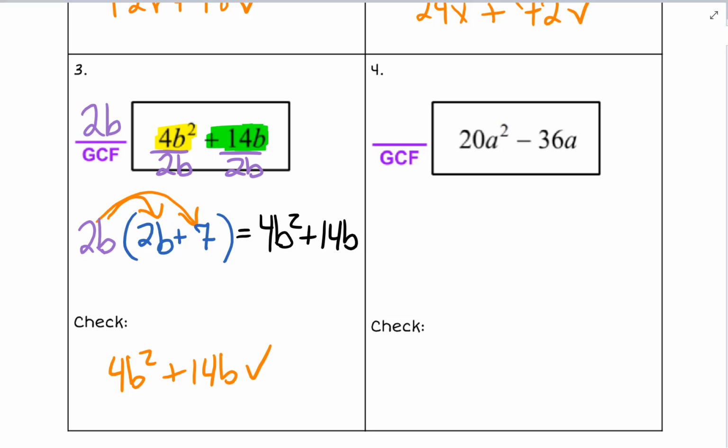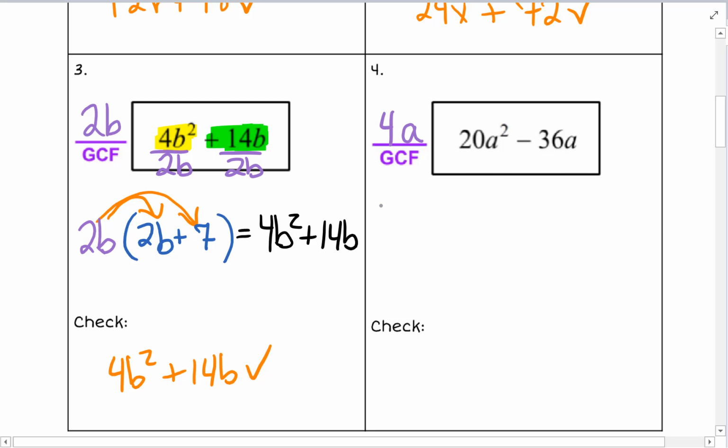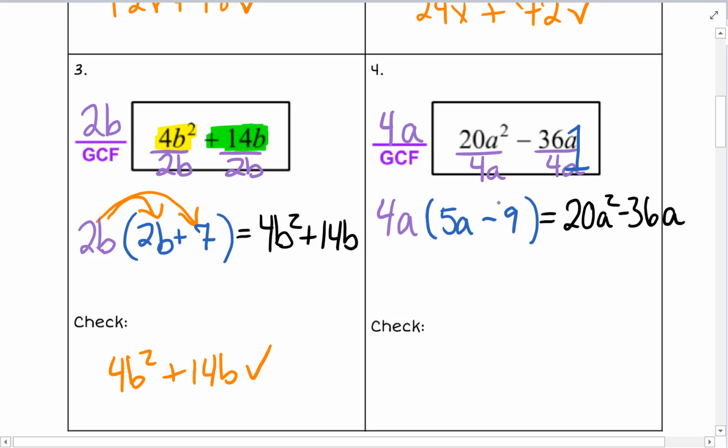First, I check to see if there is a variable in common. It looks like 4 is the largest number that goes into both 20 and 36. So we will put 4 as the number part of our GCF, which makes our GCF 4a. Let's check.